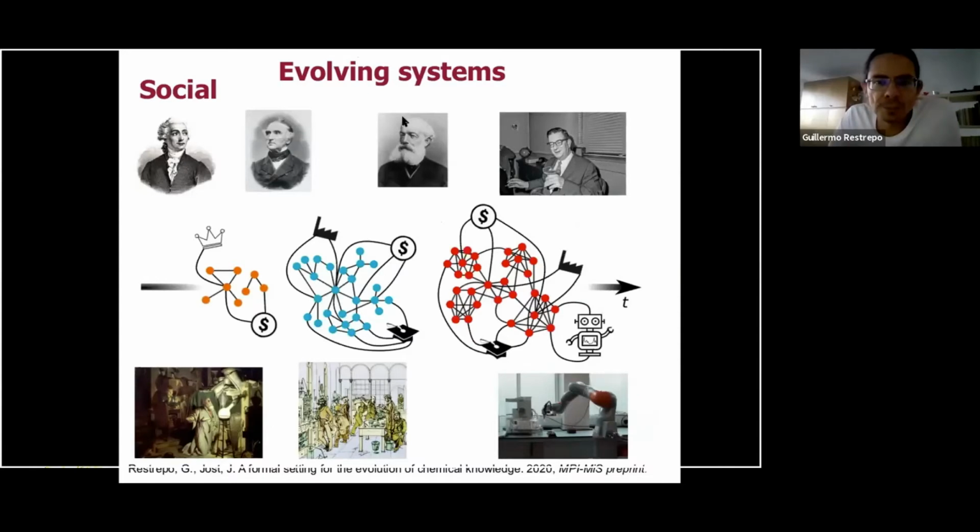Let me give some particular details of the social system and the fact that the social system is evolving. For example, here we have some instances of luminaries in chemistry. I'm pretty sure you know all of these guys. But the social system, as I mentioned before, is not only made of people. We also have, for example, here at the bottom, three pictures showing the evolution of the laboratory. There is a negotiation between people and the places where they work.